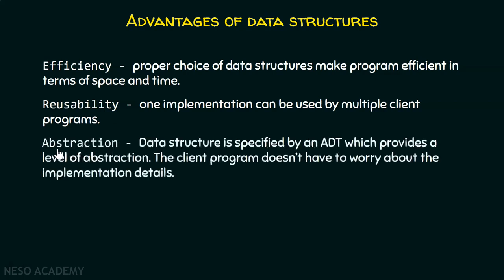Apart from this, the one advantage which we already know is abstraction. Data structure is specified by an ADT. ADT is the blueprint while data structure is the implementation. So we can say that it provides a level of abstraction, right? The client program doesn't have to worry about what is going on inside. It just sees the ADT, just the interface, nothing else. So these are the advantages of data structures which we should remember.